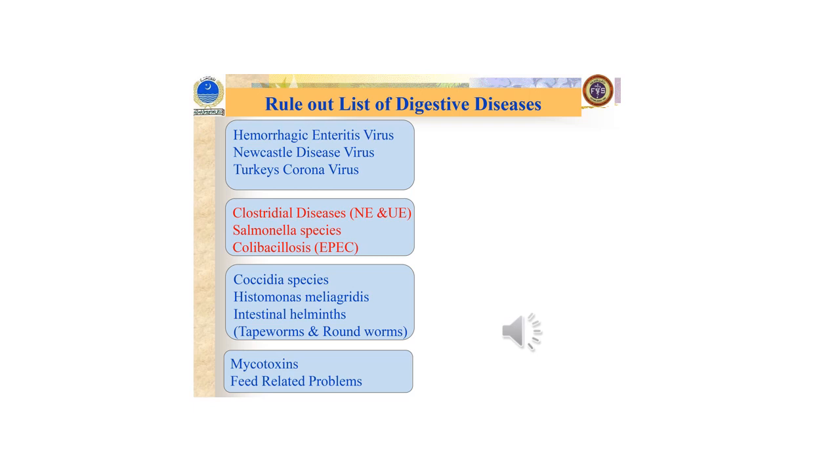Regarding parasitic diseases, we may suspect coccidiosis, intestinal and cecal coccidiosis, and histomoniasis caused by Histomonas meleagridis, also called blackhead disease, and intestinal helminth parasites like tapeworm and roundworm. A very important cause of gut health problems is mycotoxins: aflatoxin, ochratoxin, zearalenone. All these mycotoxins have a common lesion of enteritis. And then other feed related problems, sometimes fat rancidity or other problems, may also lead to gut health issues.